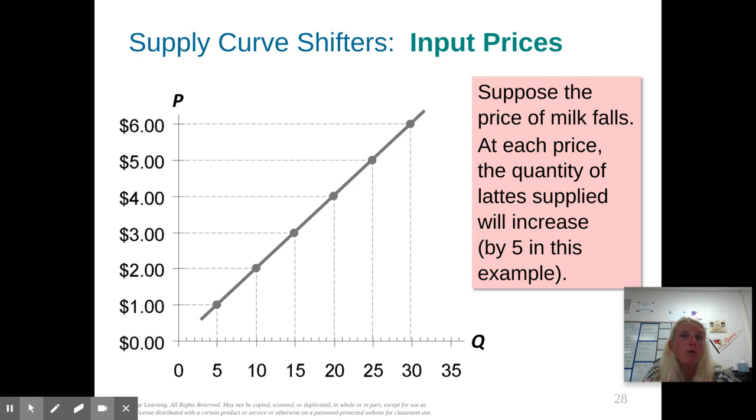And when that falls, at each price, the quantity of supply will increase because when something is cheaper for you to make, you're going to make more of it. And that has nothing to do with the price of lattes. It had to do with the price of your factors of production, the input prices. Okay. And that's what a shift to the right would look like.